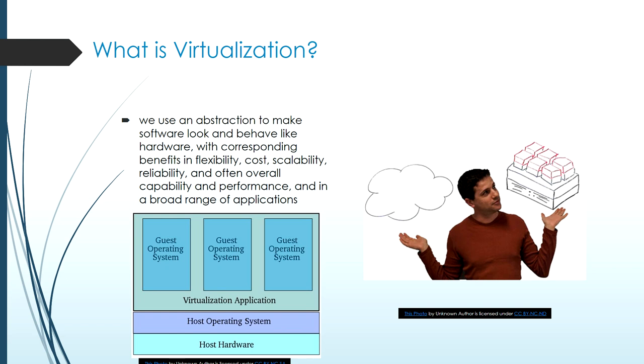We use abstraction to make software look and behave like hardware, with corresponding benefits in flexibility, cost, scalability, reliability, and often overall capability and performance in a broad range of applications. To understand what VMware and Hyper-V do, a person must know what virtualization is. Virtualization allows people to create IT services that would otherwise be bound to hardware. With virtualization, you can distribute hardware resources and capabilities among a variety of virtual machines located on the server.